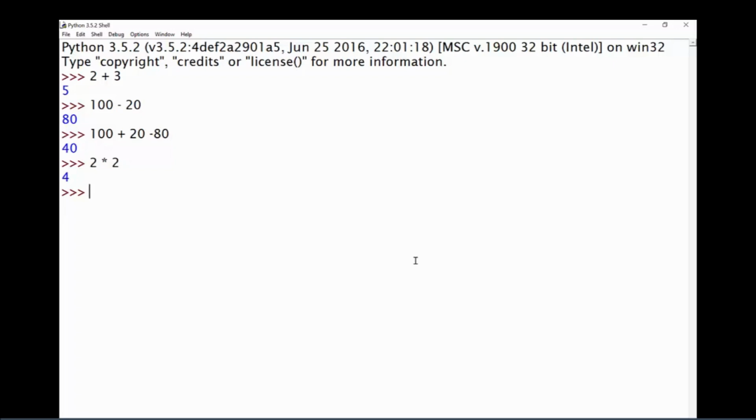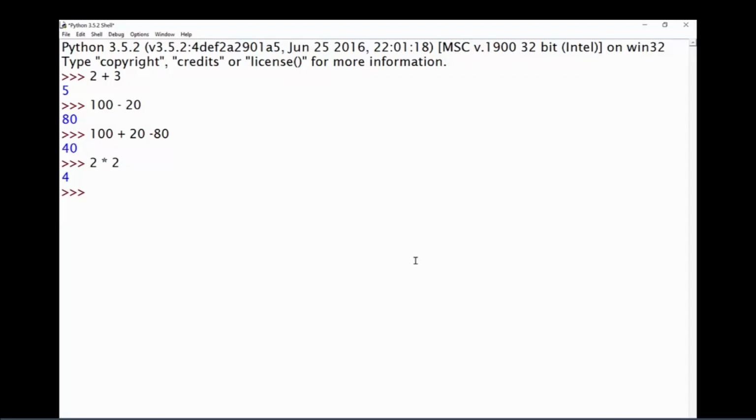Now, as a matter of style, it's always good to put a space around the operator. So, like, instead of just typing 2 times 2, it's better to do 2 space times space 2. Just like that. And this just makes it look nice, really, and just a bit less cramped. So that's something you might want to bear in mind.